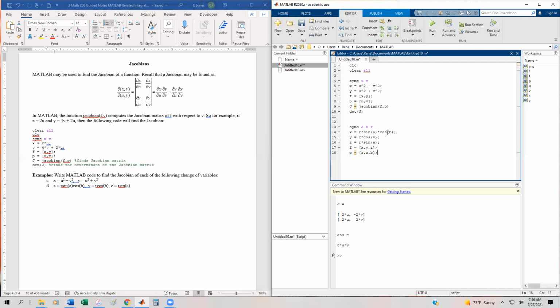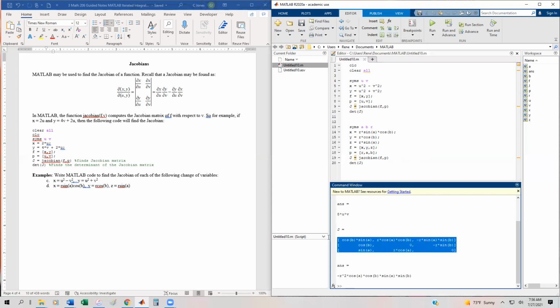Then I'm just going to find the Jacobian of f comma p, and then find the determinant of capital J. Again, I'm going to leave these unsuppressed so we can see what happens. I'm going to go ahead and run it. And if I could spell Jacobian correctly, that would probably be helpful to execute it. Look what happens here. We end up getting the matrix for the Jacobian, except in 3 dimensions. And then when we evaluate the determinant, this is what we get.